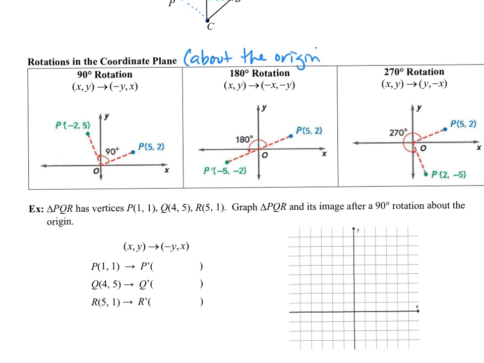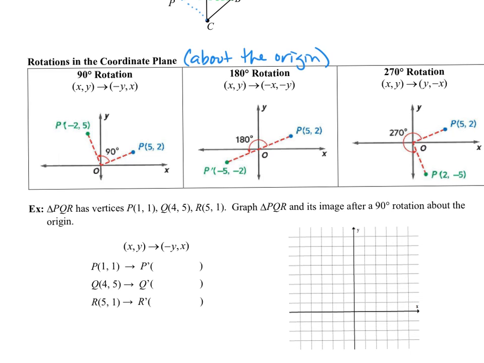So what we can do is learn the rule, and that makes it a little bit easier. If we're going to do a 90-degree rotation in the clockwise direction about the origin, then every point (x, y) will become (y, -x). So in other words, all we need to do is follow this rule, and that will automatically give us a 90-degree rotation about the origin. For a 180-degree rotation, (x, y), just change the signs. They become (-x, -y). And then for a 270-degree rotation, (x, y) becomes (-y, x).